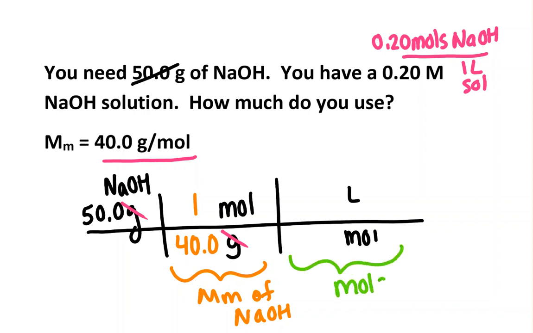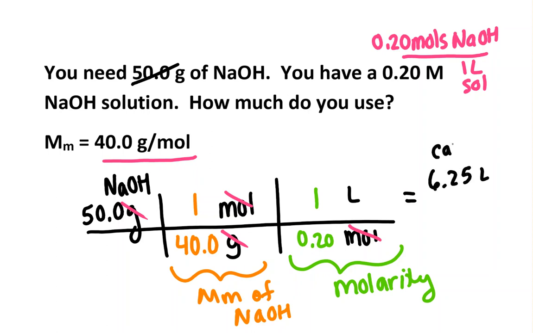Right here we'll use the molarity as a conversion factor. And so on molarity, I'll put the 0.20 down there and 1 there. And now I can see that my moles would cancel. And my calculator gives me this. But I see that my molarity only has 2 sig figs, so I'm going to round that to 2 sig figs.